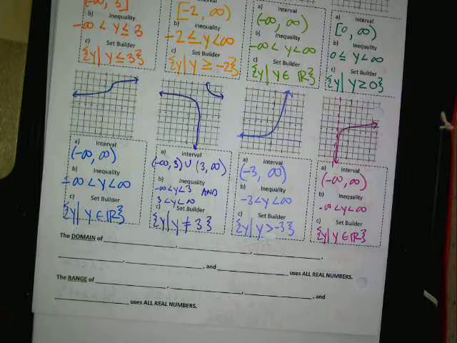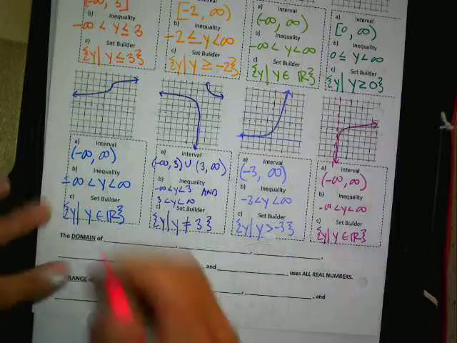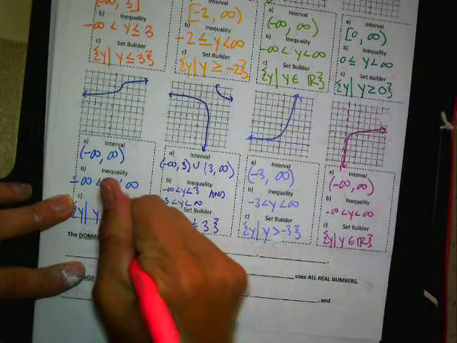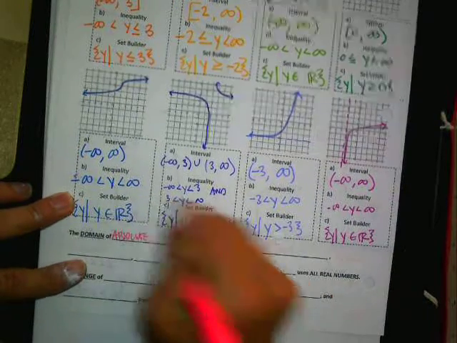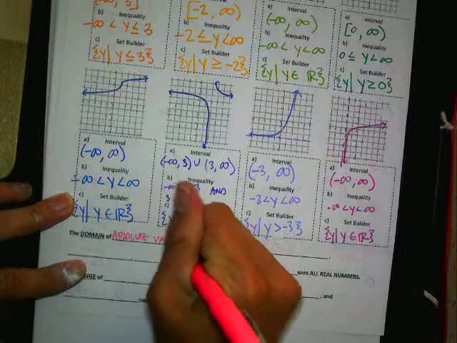All right, Faith, help her. Absolute value. Absolute value, good. The absolute value will always go left and right. So if you have a function that looks like a V, the domain is going to be all real numbers.